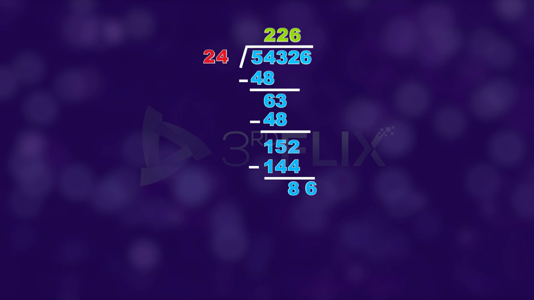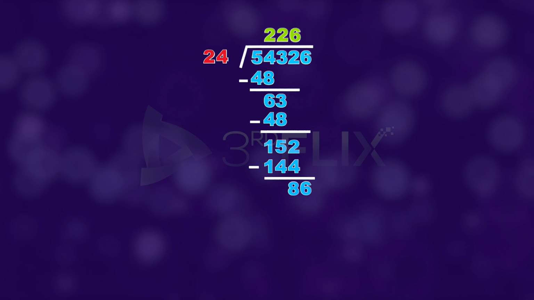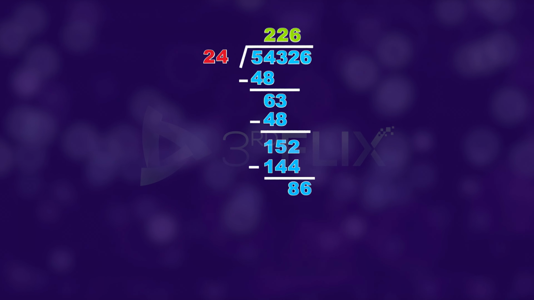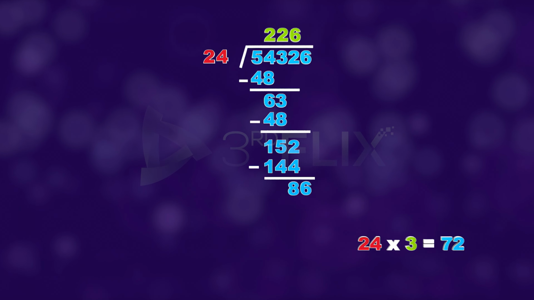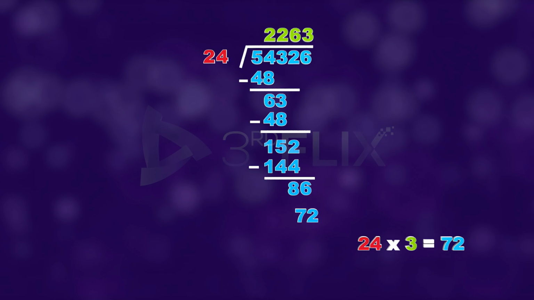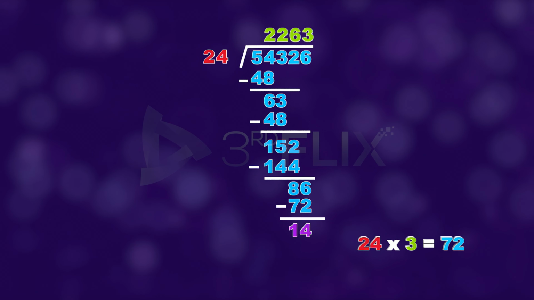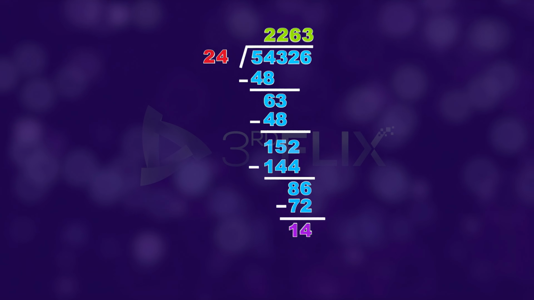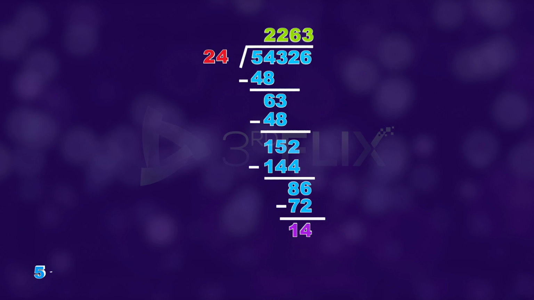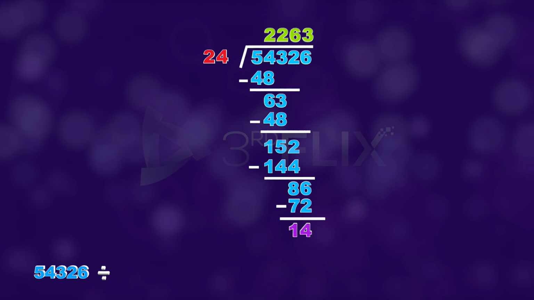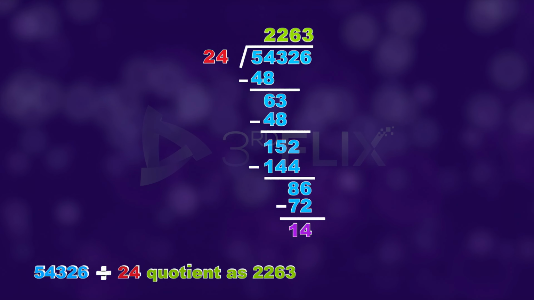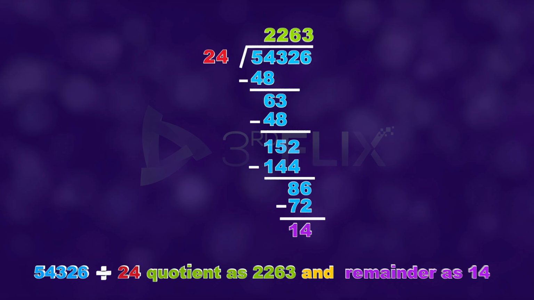Now bring down 6 and club with 8. So the number is 86. 86 goes 3 times in 24 table and left with 14. No digit left to carry. So 54326 divided by 24 gives quotient as 2263 and remainder as 14.